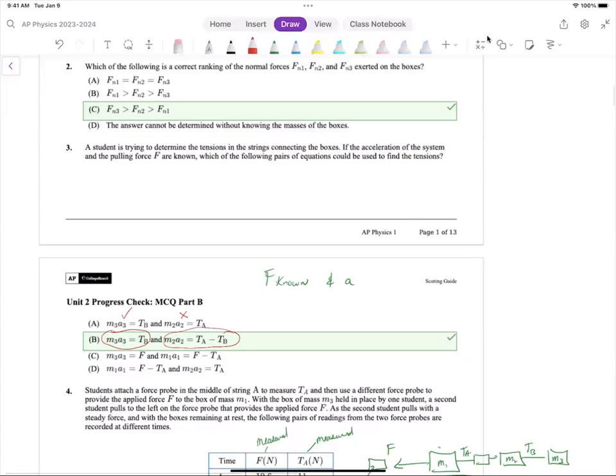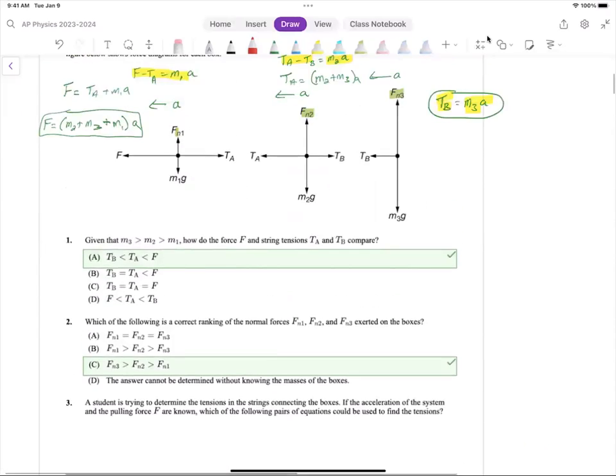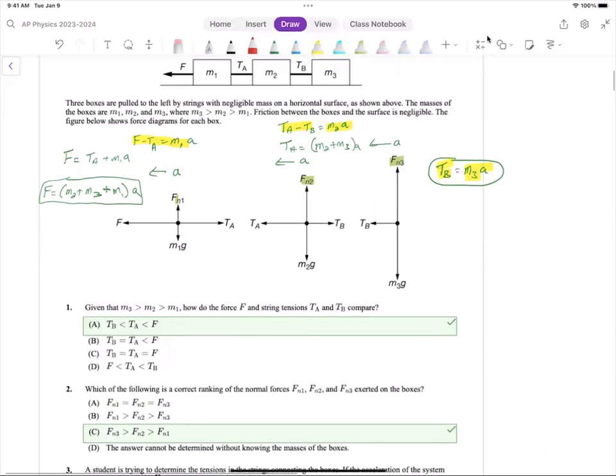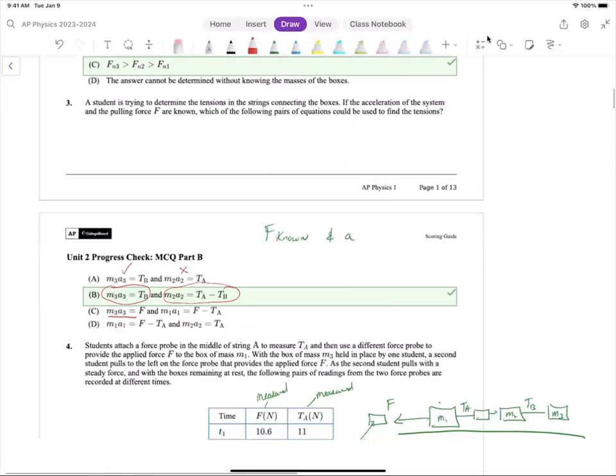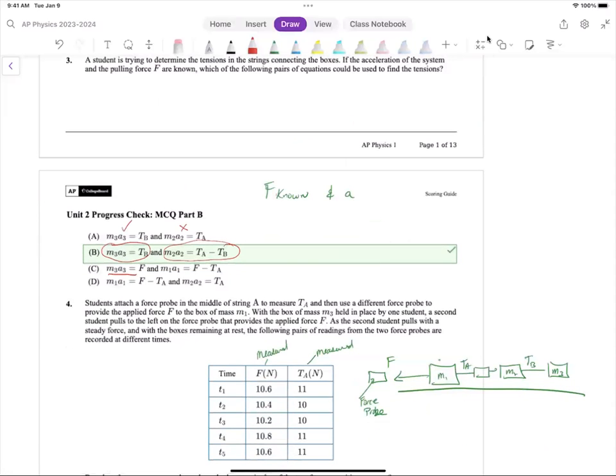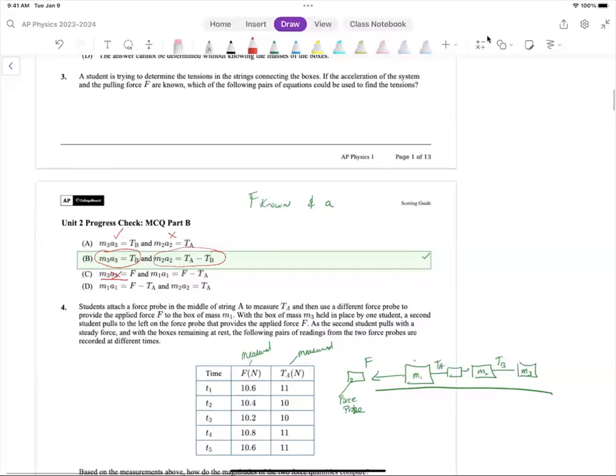Okay, I was trying to help you understand how to see the wrong ones if you couldn't quickly determine that B is the correct one. Look at C. If I sum the forces around that have F in it, so look at where F is around block 1. So F minus TA is equal to M1A. F is not acting on the third block.